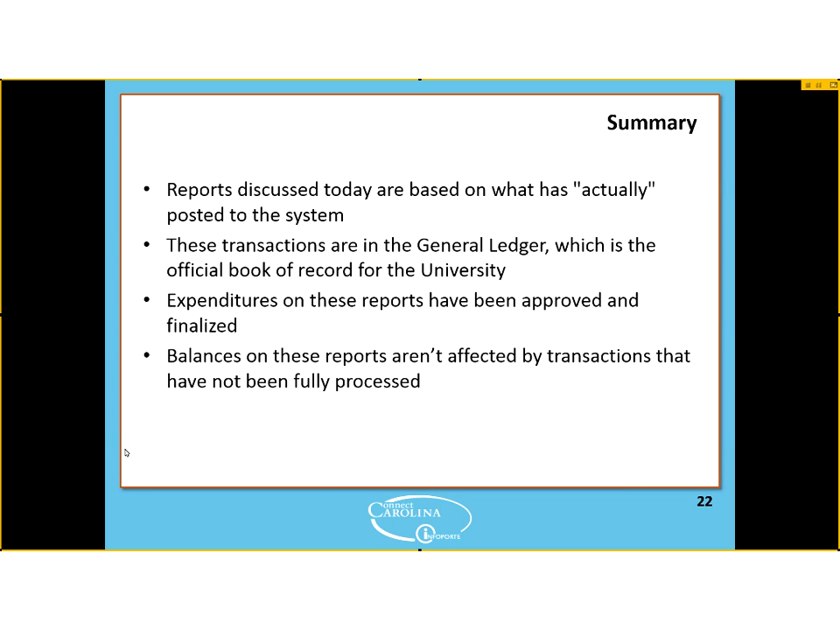So just to summarize what we've talked about so far before I get into the access portion of this, I'm just going to keep on saying it. These are based on what's actually posted to the system. The transactions are in the GL, which is the official book of record. The expenditures on these reports have been approved and finalized, and balances on these reports aren't affected by transactions that haven't been fully processed or approved, except in those cases where you look at them too late in the month, and like Celia was saying, they haven't quite gone through, but it's not going to be based on encumbrances and pre-encumbrances and things like that.